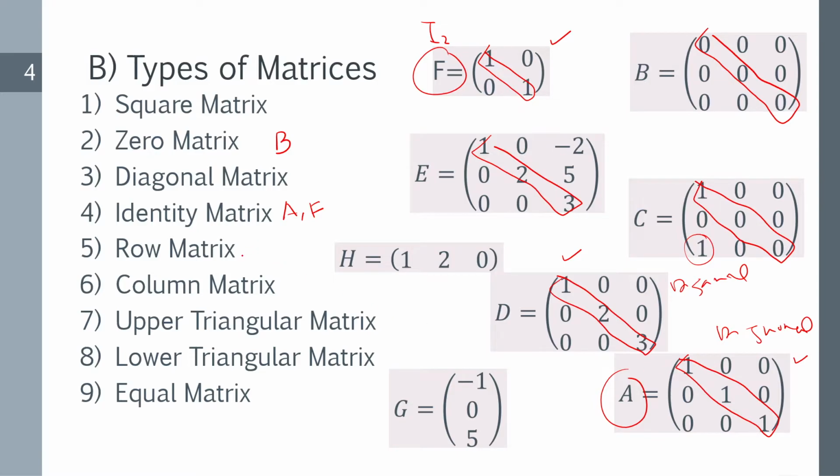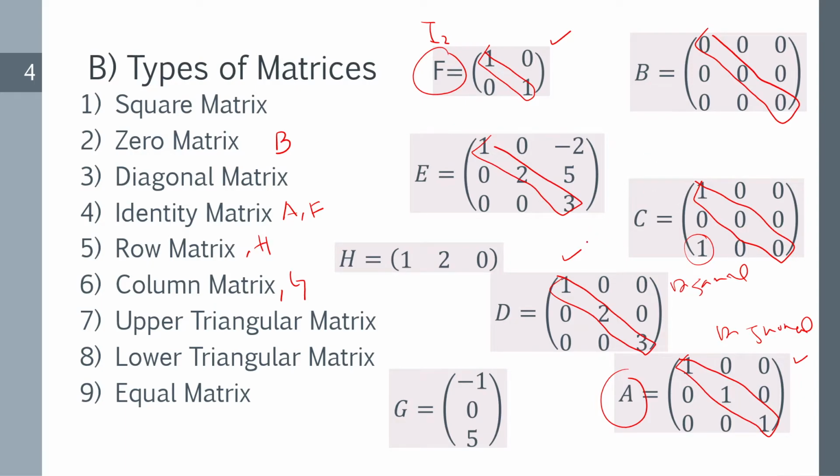Row matrix means I only have one row, for example our H, and column matrix means I only have one column, which is our G. Next, the upper triangular matrix. What is called an upper triangular matrix? We look at the diagonal.